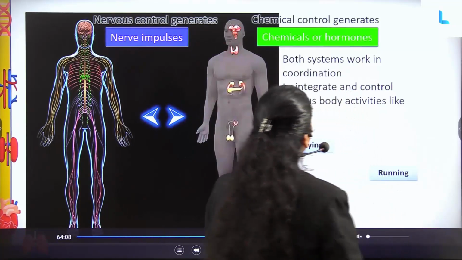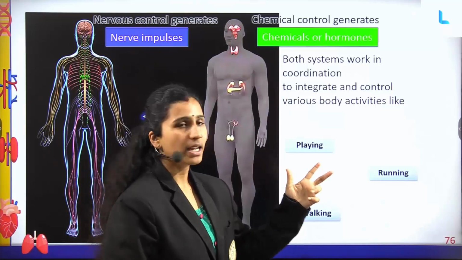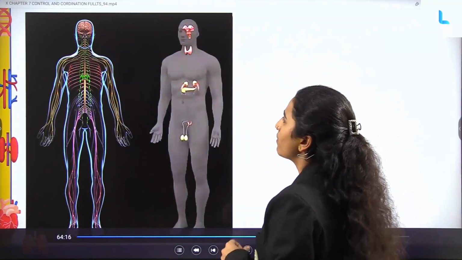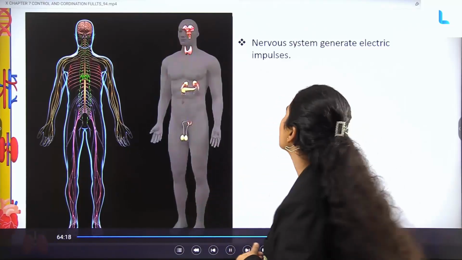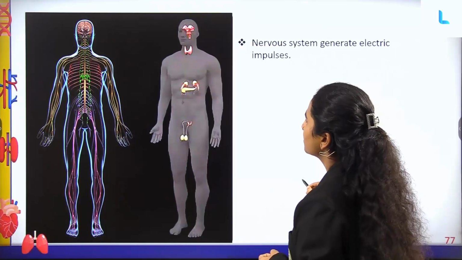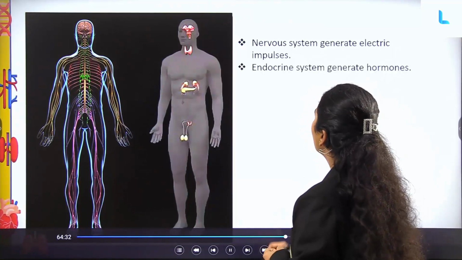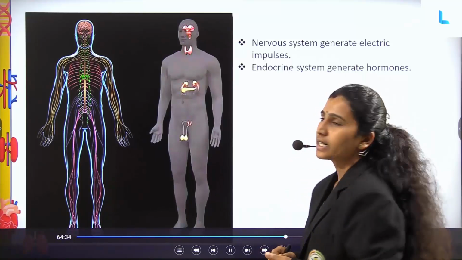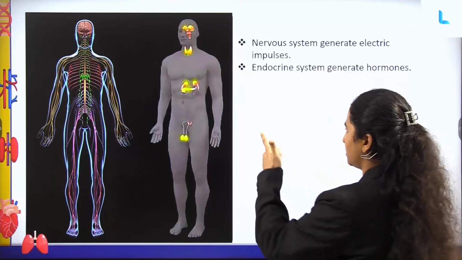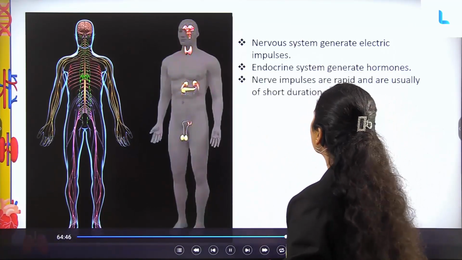Now both systems work in coordination to increase control over various activities like playing, walking and running. So both hormones and the central nervous system will play a vital role for our activities. Now the nervous system will generate electrical impulses, whereas the endocrine system will generate hormones. So nervous system for electrical impulses, endocrine system for hormone production.